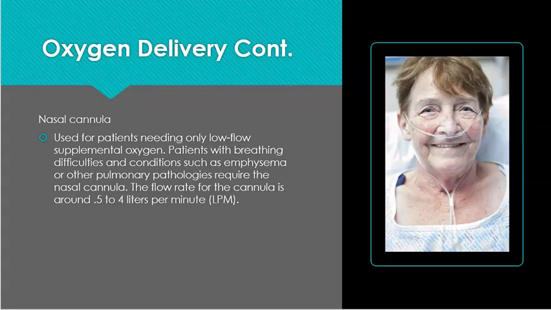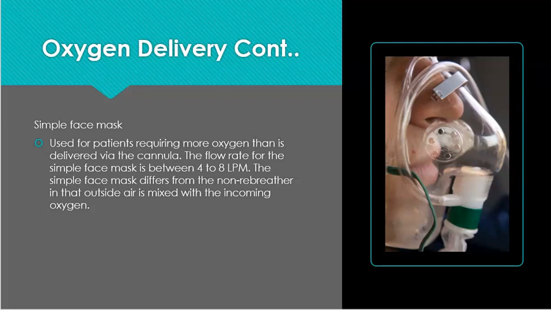So this would be a nasal cannula, used for patients needing only low flow supplemental oxygen, and those with breathing difficulties such as emphysema; pulmonary pathologies require nasal cannula. The flow rate for a cannula is around 0.5 to 4 liters per minute of oxygen. Simple face mask: the flow rate for the simple face mask is between 4 to 8 liters per minute of oxygen.